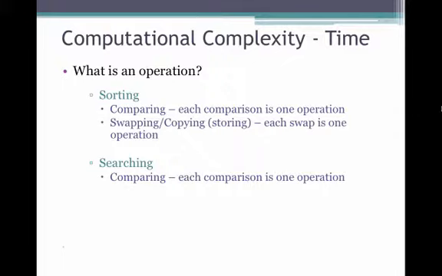So when you're looking at a sorting algorithm, you're looking at comparing operations. So each comparison is one operation, and swapping or copying operations, where each swap or copy is an operation. And when you're looking at searching algorithms, when you're comparing two items, that's an operation.